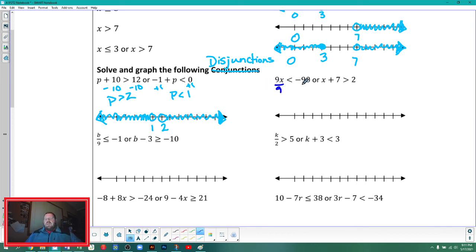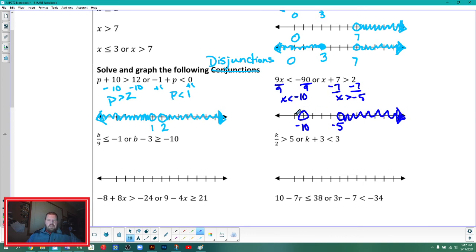Next one, we're going to divide by 9 on both sides. I'm going to get x is less than negative 10. I didn't divide by a negative, so I don't have to worry about that. On this one, I'm subtracting 7 on both sides. I get x is greater than negative 5. So anything less than negative 10 and greater than negative 5. Both open circles and shading in opposite directions.